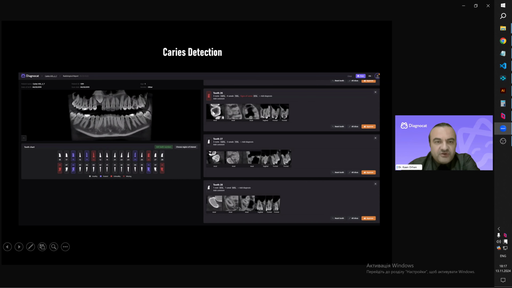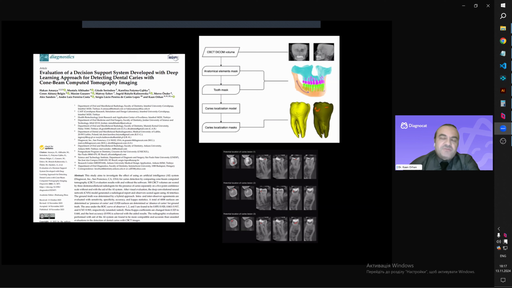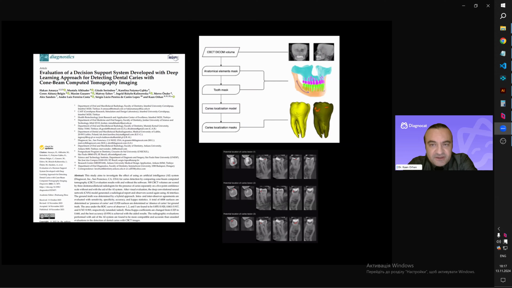I'm just going to show you an example. This is an OPG reconstructed from CBCT, and as you can see, this caries lesion and this caries lesion are diagnosed quite nicely and correctly from the CBCT image. Of course, we still have limitations. So we did a couple of research studies about this, and we created in DiagnoCat a way to diagnose especially secondary carious lesions from CBCT imaging.